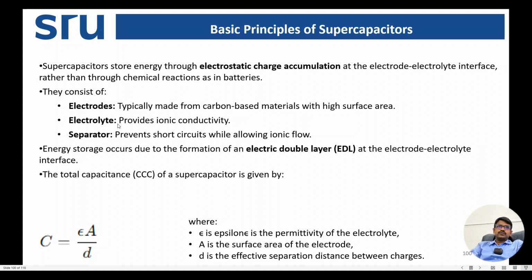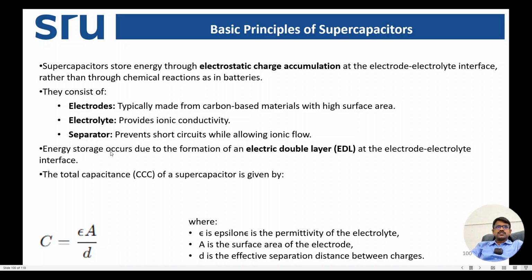Then what will the electrolyte do? The electrolyte provides ionic conductivity, so the ions can move from anode to cathode, cathode to anode, right? That is the purpose of the electrolyte. Then the separator. What is the purpose of the separator? The separator prevents short circuit while allowing ionic flow. Ions will pass through the separator, and it avoids short circuit.